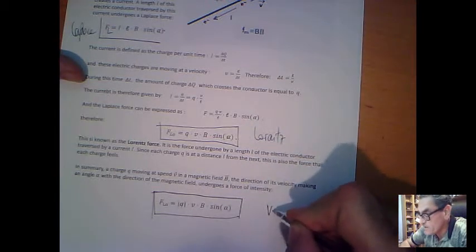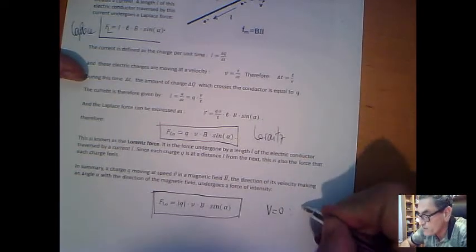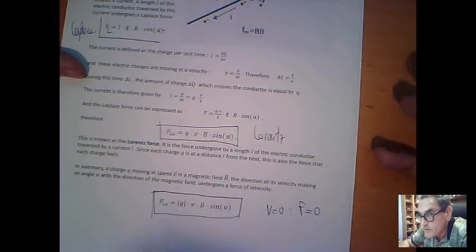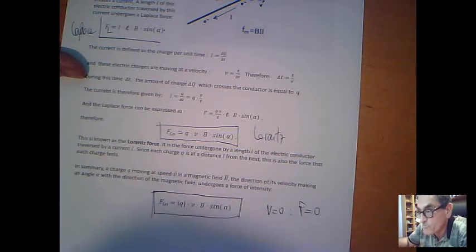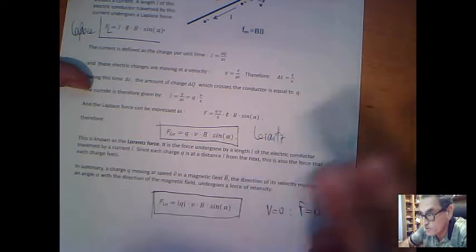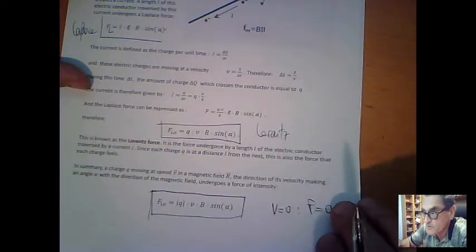And you see, if the velocity is zero, if this charge is not moving, then what do we have? Well, the force is zero. Okay, so this is consistent with everything we said. Magnetic fields and magnetic forces are generated by charges which are moving. If the charges are not moving, you will not have any effect. Okay?